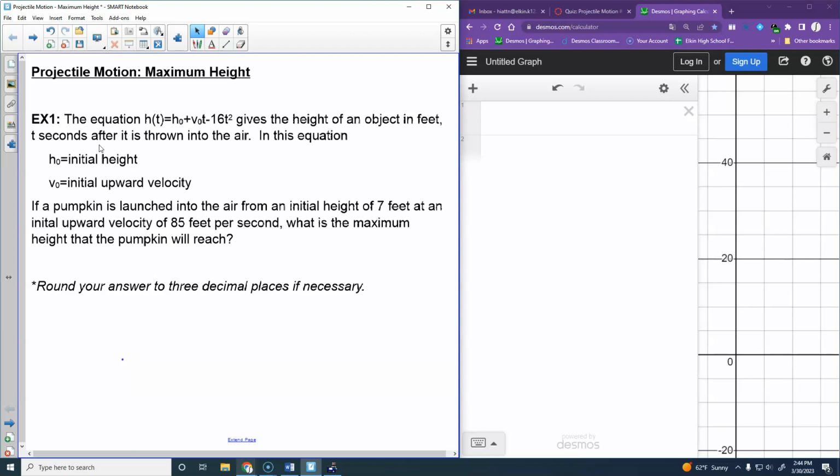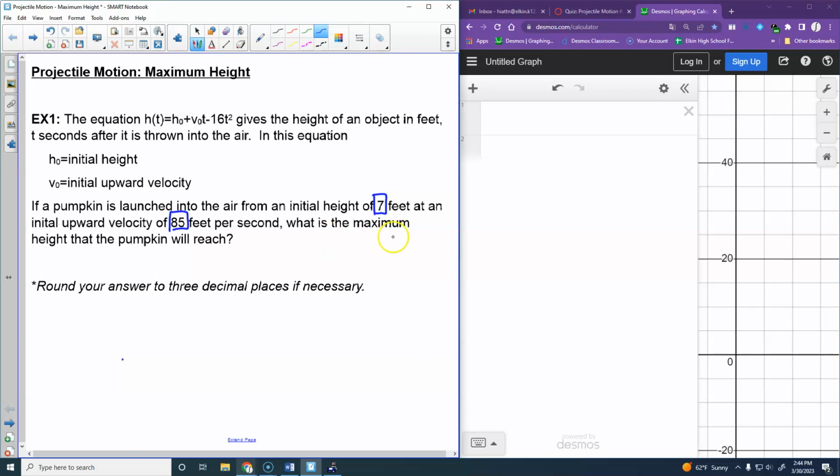So a pumpkin is launched into the air from an initial height of 7 feet at an initial upward velocity of 85 feet per second. What is the maximum height that the pumpkin will reach? Okay, so what you've got to do for these problems is find where you need to plug these numbers in. So 7 and 85, you need to see where you need to put those in. And then you're going to look for, in this particular case, maximum height. Okay?